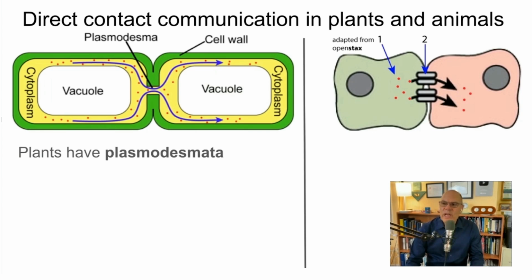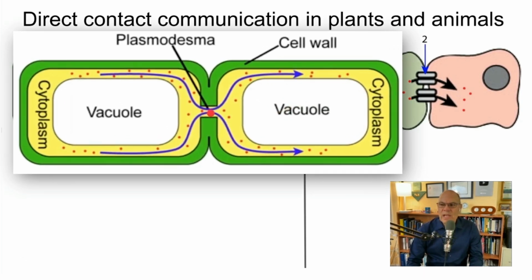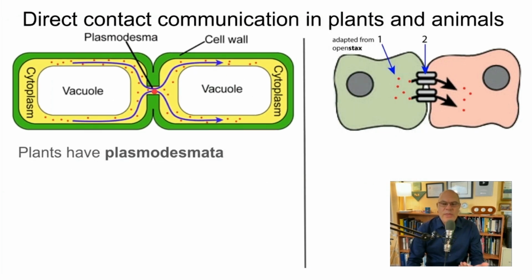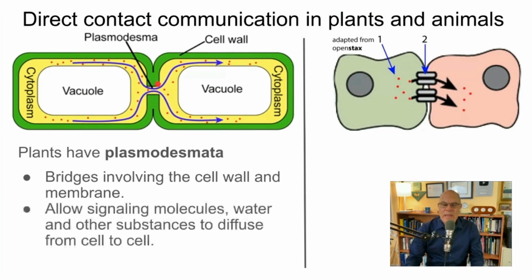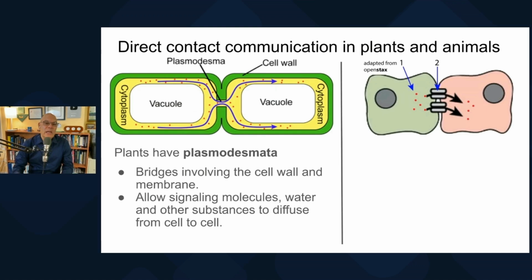In plant cells, there are junctions between cells that are called plasmodesmata. These are bridges involving the cell wall and the membrane, and they allow signaling molecules, along with water and other substances, to diffuse from cell to cell. That's how plant cells can send messages from one cell to another.